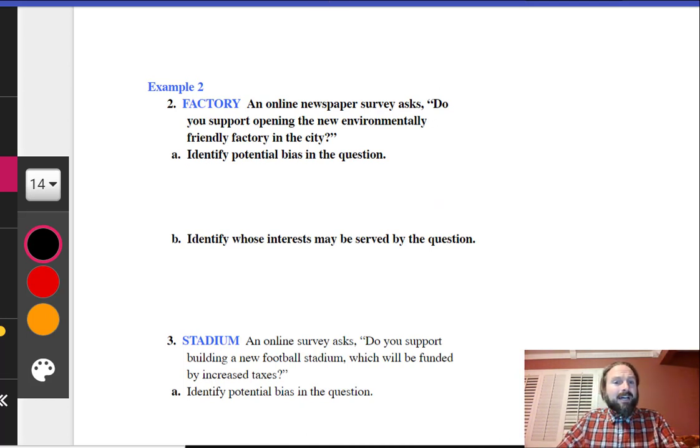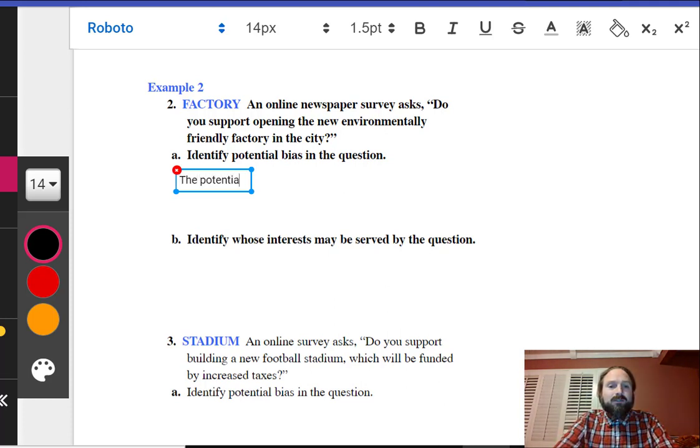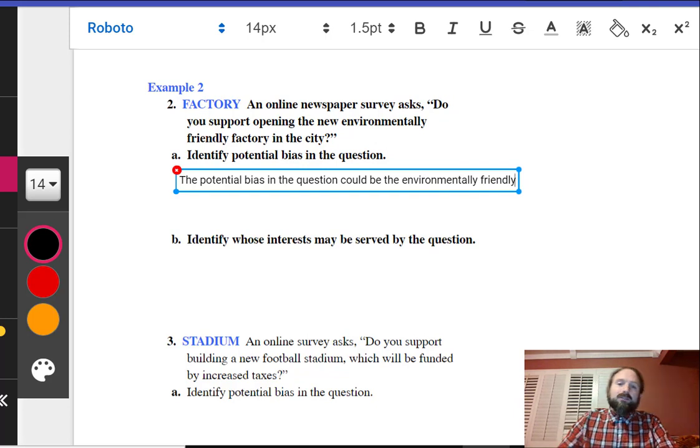Now there can be potential biases in the question. So, for example, an online newspaper asks, do you support opening the new environmentally friendly factory in the city? Okay, well, it looks like the potential bias in the question could be the phrase environmentally friendly.